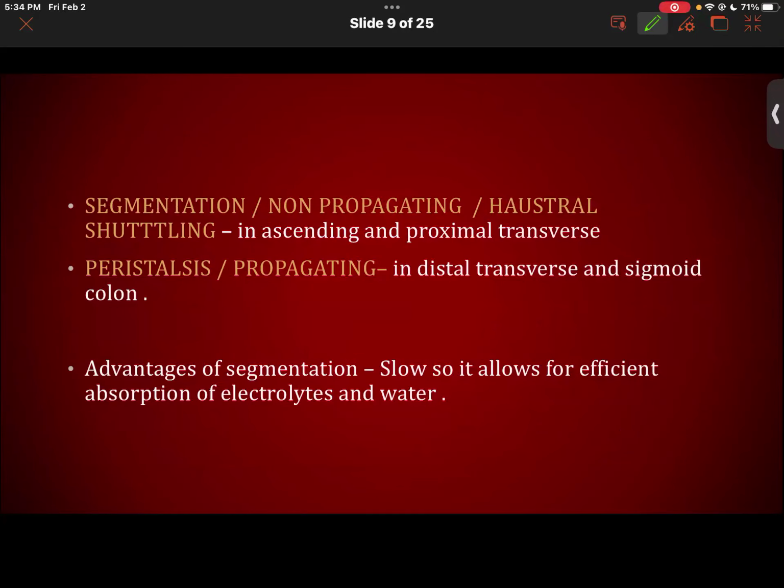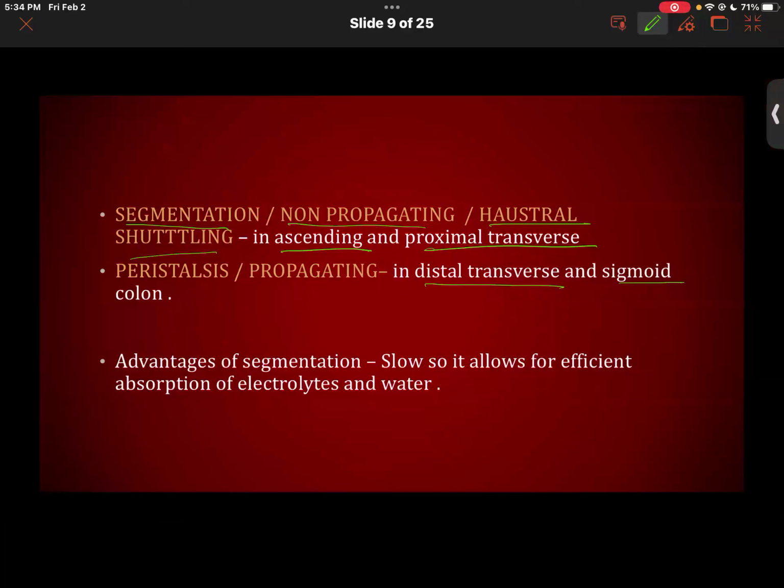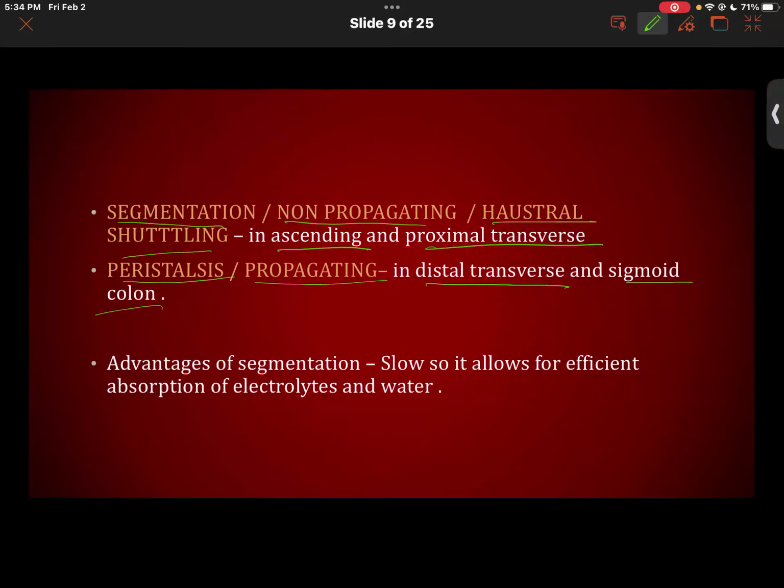Okay, so this is a quick review. So in the ascending colon and the proximal transverse colon, we have segmentation, non-propagating, haustral, shuttling. All of these are the same, they're just different names. So we have this type of contraction, okay? But in the distal transverse and sigmoid colon, we have peristalsis and propagating contraction.